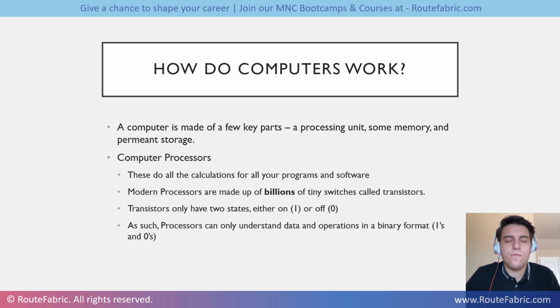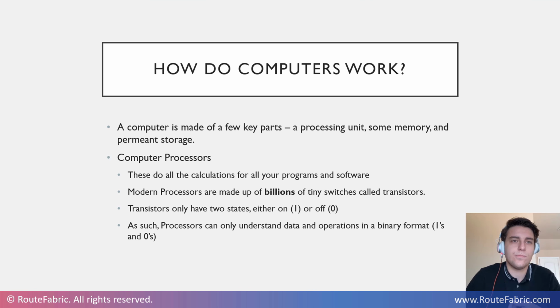So first, before we can code anything, we need to understand how computers work. A computer is made up of a few different key parts. You have a processing unit, that's your central processing unit in a computer. You have memory, and then you also have permanent storage. So first we're going to be going over computer processors.